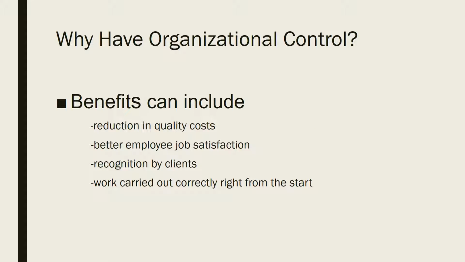Why strive for this control? One reason is to maintain a successful business. Good organizational control has been shown to provide a reduction in quality costs, higher job satisfaction in employees, increased recognition by clients, and it ensures that the work is carried out correctly right from the start. Additionally, businesses have seen higher customer satisfaction, better quality products, and a higher market share.